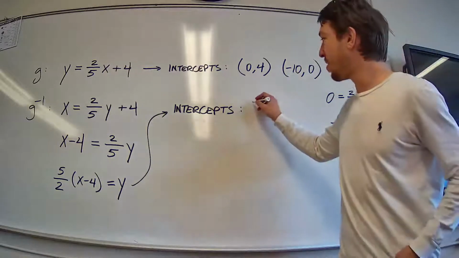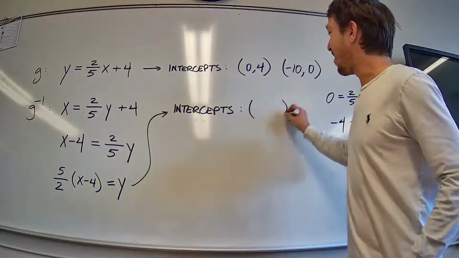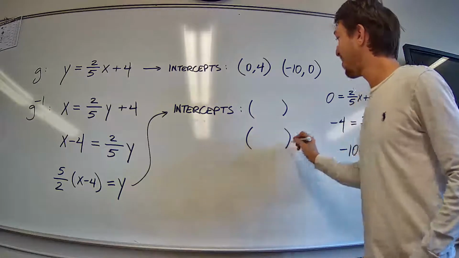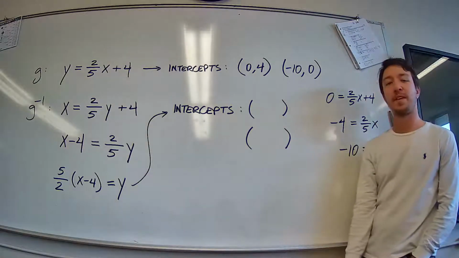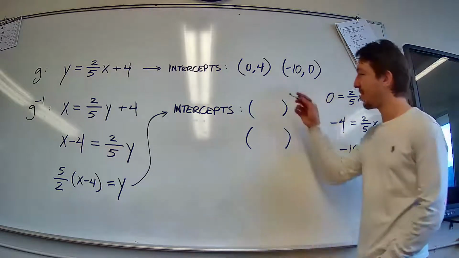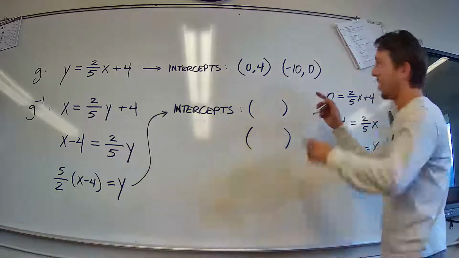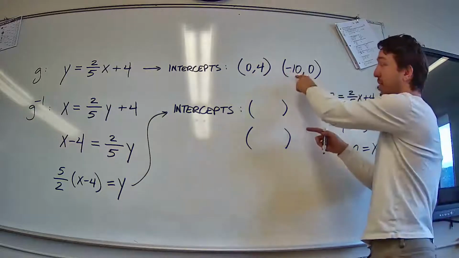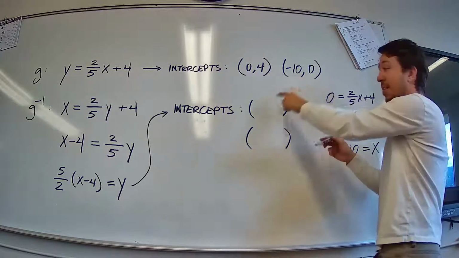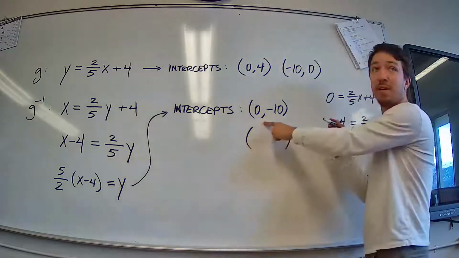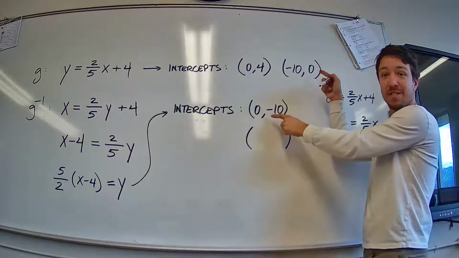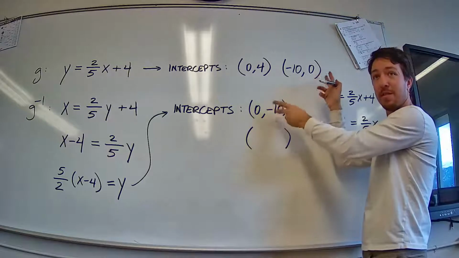What's his y-intercept going to be? -10, 0. Close. If the original function has the point -10, 0, then this guy better have the point 0, -10, or else we made a huge mistake somewhere, right? They're inverse functions. So you have to have this swapping, right?